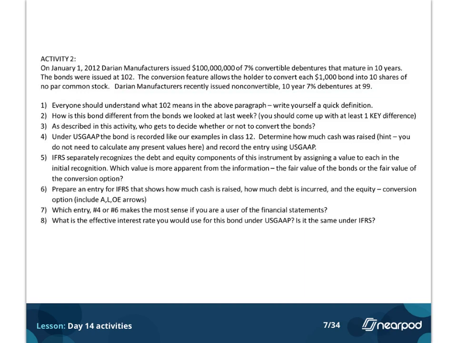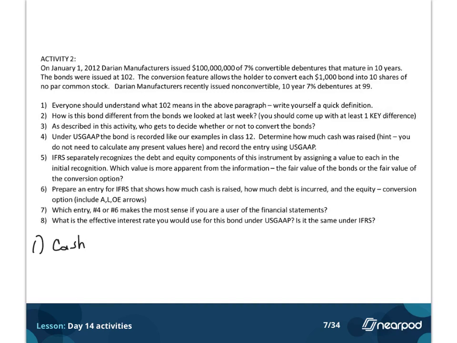Okay, so you notice when you look at this, what's missing is I didn't give you a market rate. I just told you the bonds were issued at 102. Then I also gave you some information about a recent non-convertible bond, like the plain old bonds we've talked about up to now, that was issued at 99. So we spent a little bit of time with your group making sure everybody understands what 102 means.